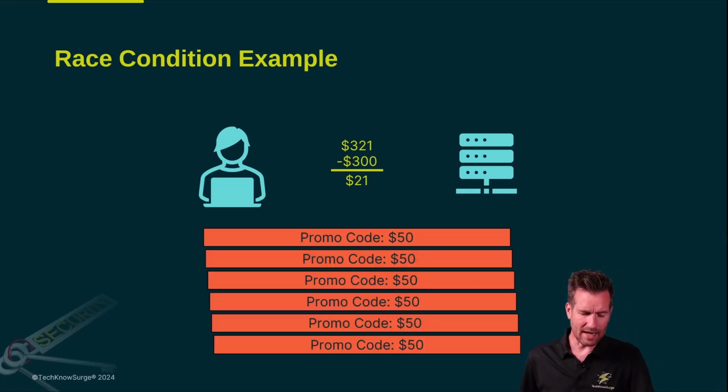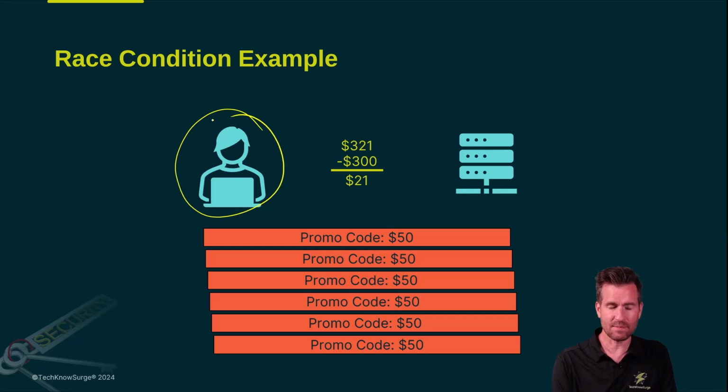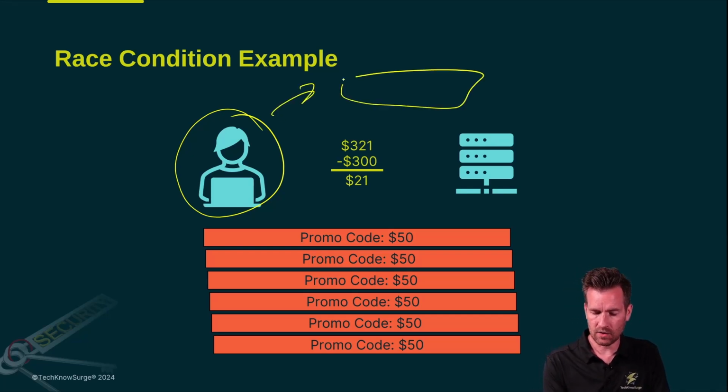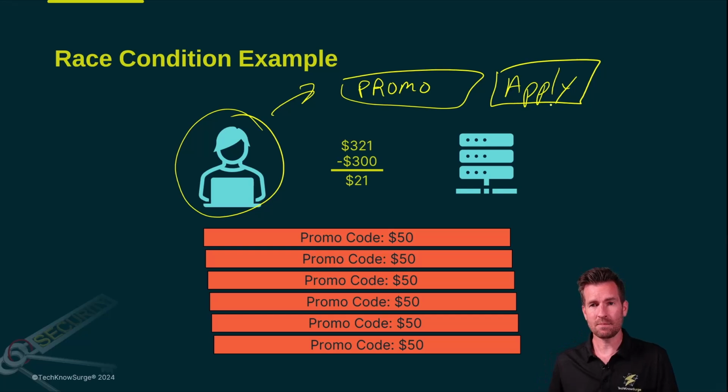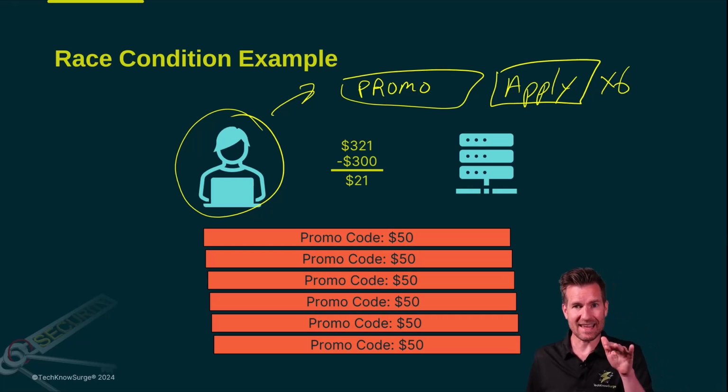But what we didn't realize is that this user has special software running. And what it's going to do is this field that enters in the promo code and the execute button, or the apply button to apply the promotion, what they've done is they've duplicated this. In fact, they've duplicated it 6 times, so it enters these in 6 times simultaneously.